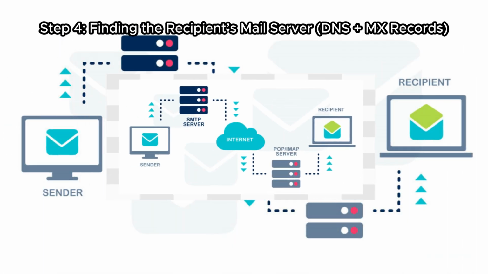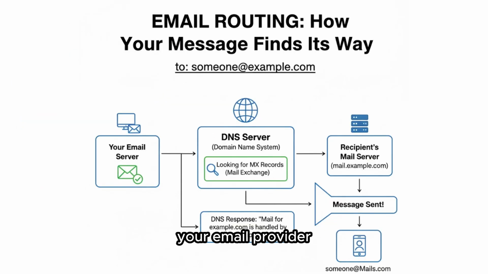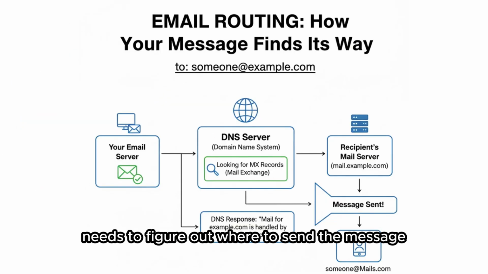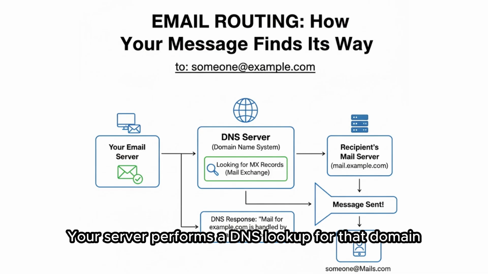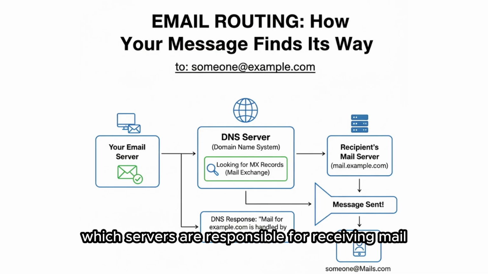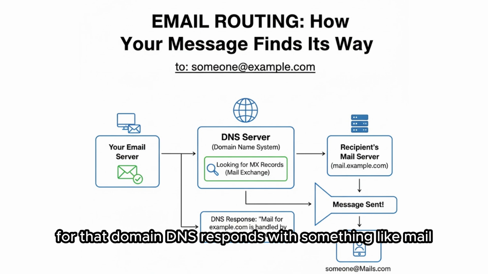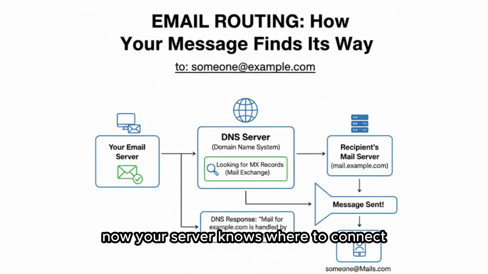Step 4. Finding the recipient's mail server, DNS and MX records. Now your email provider needs to figure out where to send the message. Let's say you're sending to someone@example.com. Your server performs a DNS lookup for that domain. Specifically, it looks for MX records, mail exchange records. MX records tell the internet which servers are responsible for receiving mail for that domain. DNS responds with something like, mail for example.com is handled by mail.example.com. Now your server knows where to connect.